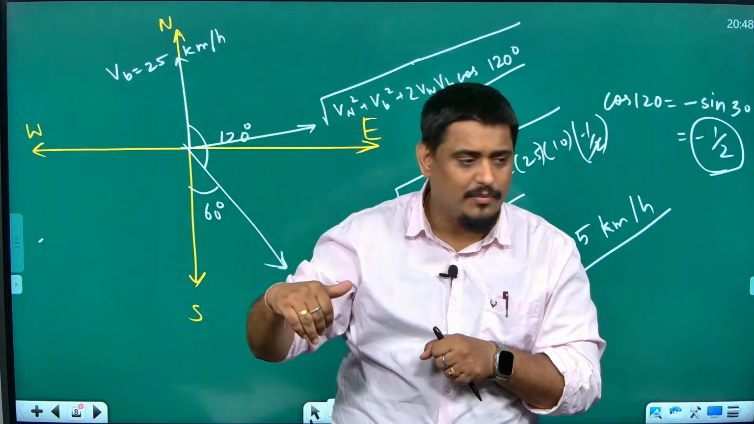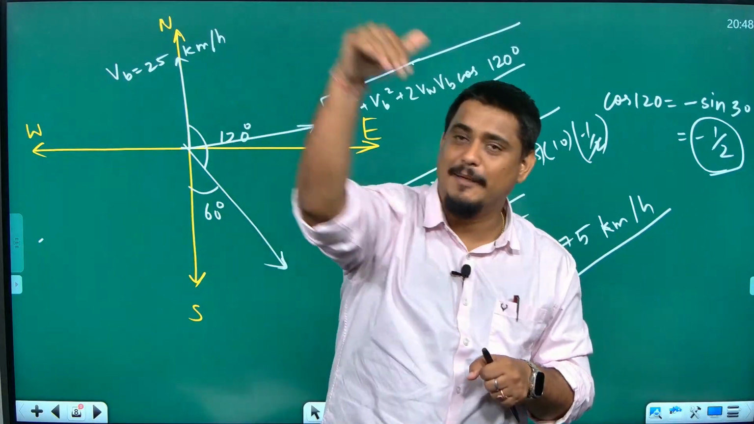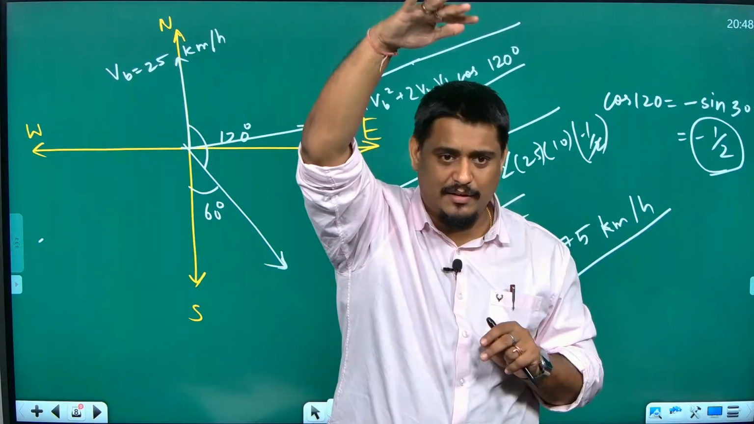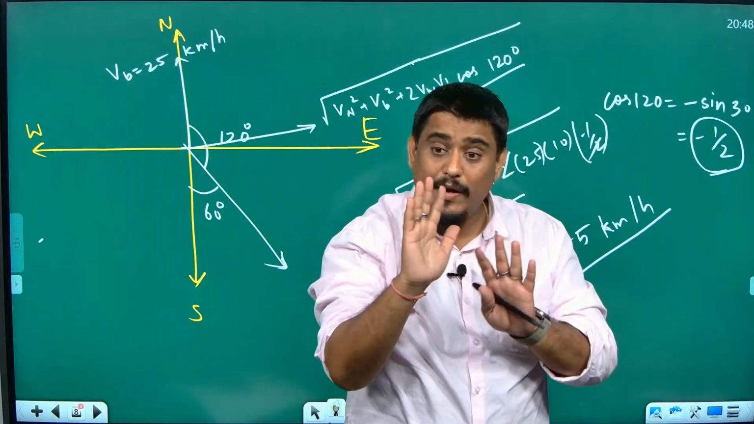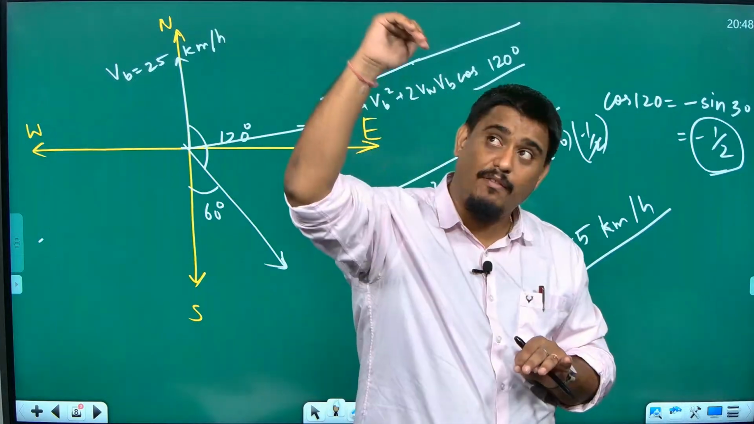Because rain is coming down. Rain will not come like this by itself, right? By default, by gravity it will come down. Wind will make it come in this direction. The net effect will be in this direction.